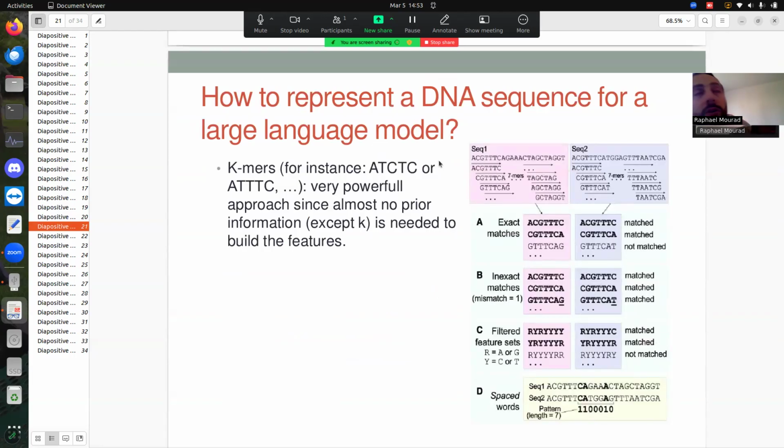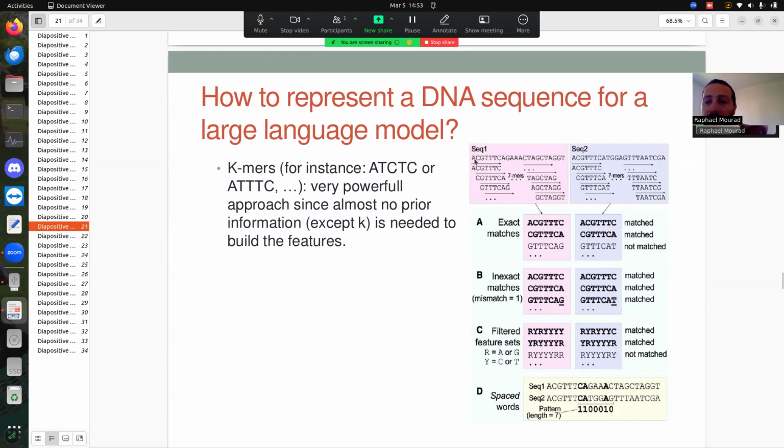So the question is, when you have a DNA sequence, how do you represent it? When you have a human language, such as English, you have sentences with words. So each word can be a feature, so it's pretty easy to distinguish features. However, when it comes to DNA, you have letters, but you don't have words. So one way of making words from DNA can be to use k-mers. That has been used a lot before deep learning, also before large language models.